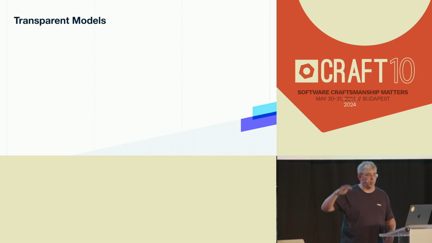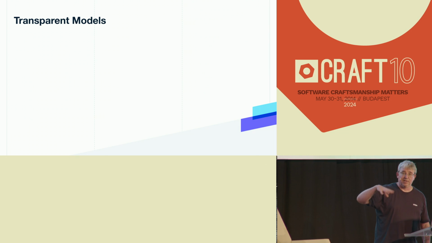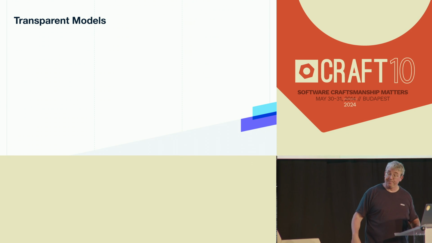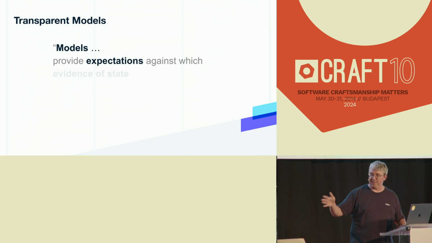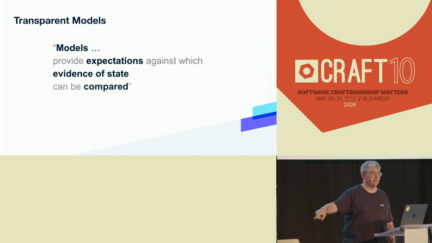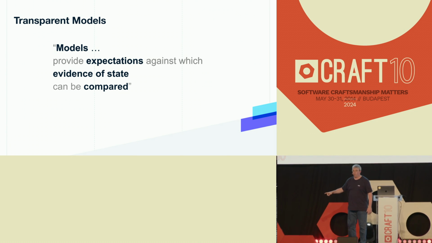The next thing that we want to work on are transparent models. Remember, models describe what states are possible and what behaviors are allowed here. So models provide expectations against which evidence of state can be compared. Okay, how many people are scratching their heads at this? I scratched my head several times. It's like, what do they mean here?